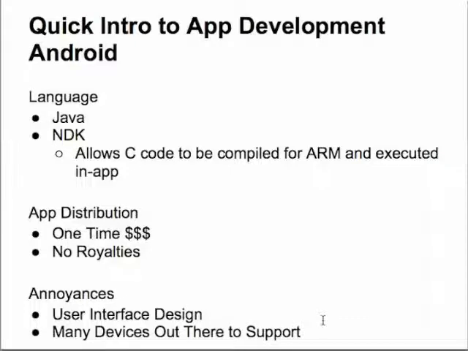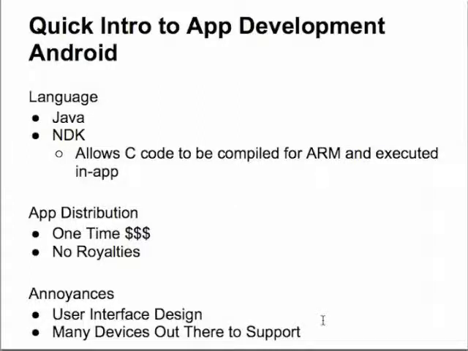The language is Java. Everything runs in a Java virtual machine on Android devices. There is also a native development kit. That's what NDK stands for. It allows you to use C compiled for ARM and executed in-app. So the app will still be Java, but the Java app will call the C code running on the underlying operating system. And NDK is very complicated.